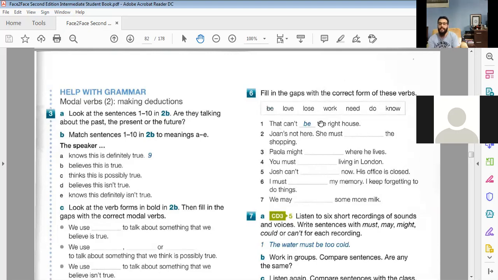So let me read number one. That can't be the right house. Maybe these are two friends looking for another friend's home address. They're looking for his house, and it doesn't seem that they found the right house. What about number two here? Would you like to try with number two?